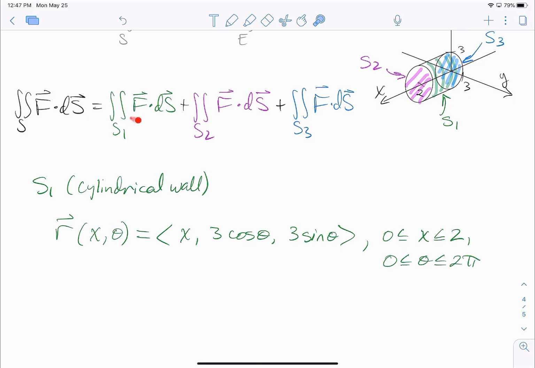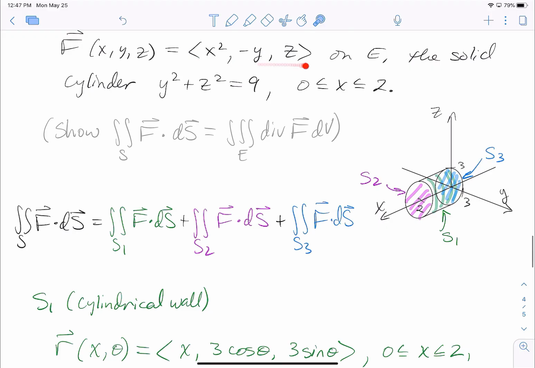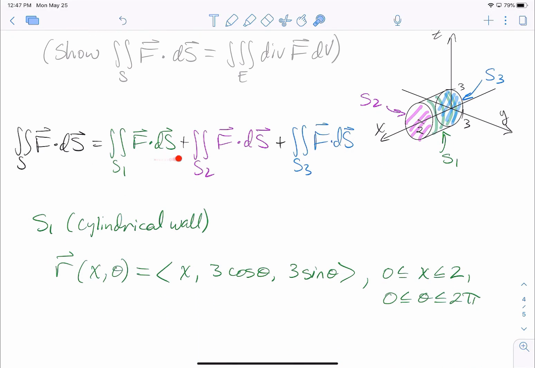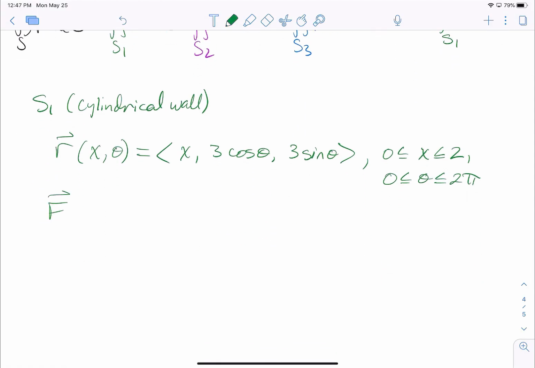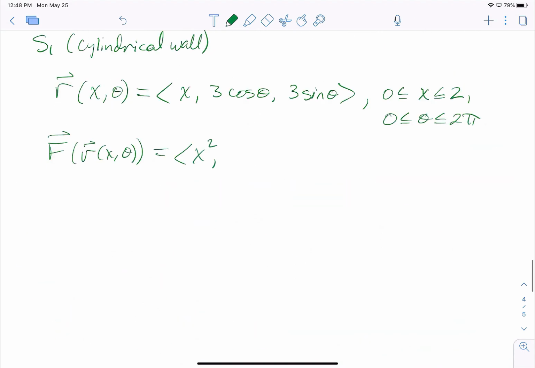Now, we're computing F dot dS, so we need a couple of things. One of them is we need F expressed in terms of our parameterization. And then we also need dS, which is going to be a cross product of partial derivatives. F of r of x, theta is going to be x squared. And then F is what? Negative y and then z. So it's x squared, negative 3 cosine of theta, 3 sine of theta.